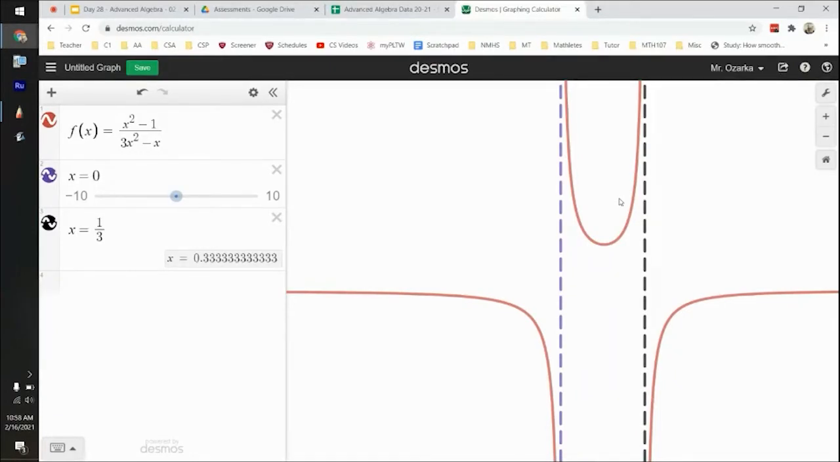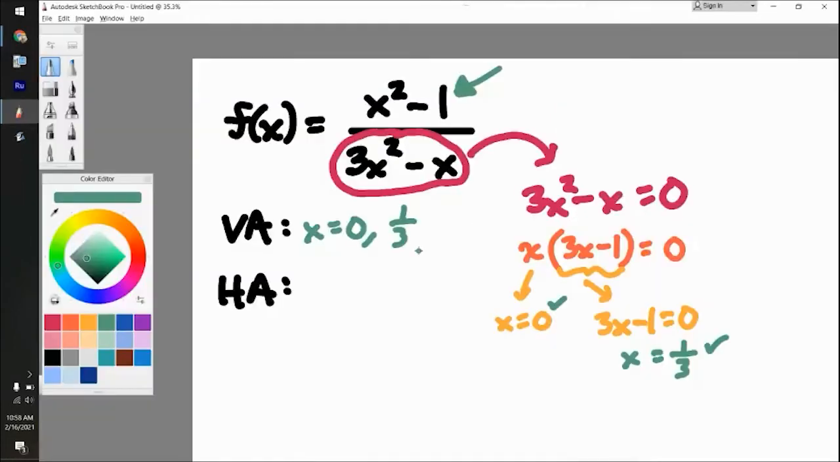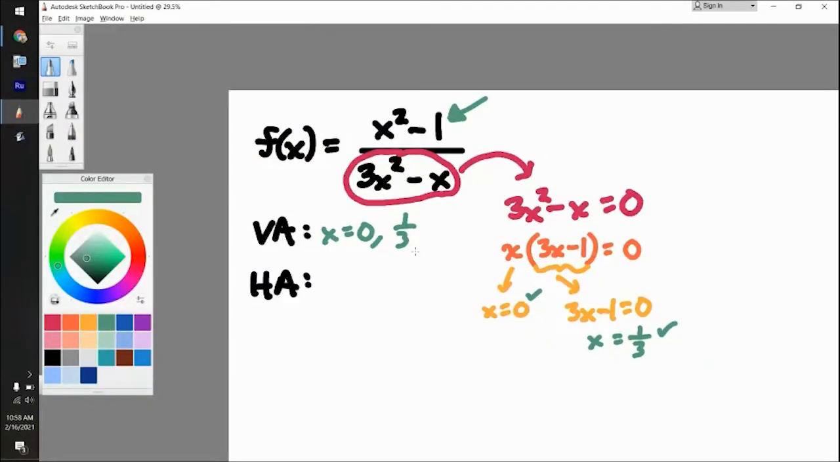All right, now we need to figure out what the horizontal asymptote is for this. To do that, we're going to use limits. What you need to do is write the limit, that just means LIM, as x approaches infinity of whatever f of x is. In this case, it's x squared minus 1 over 3x squared minus x. All right, this is going to get really crazy, so make sure you pay attention because this is completely new now.